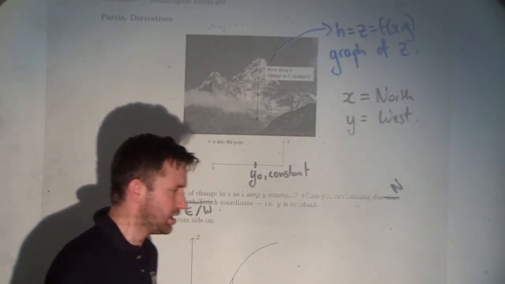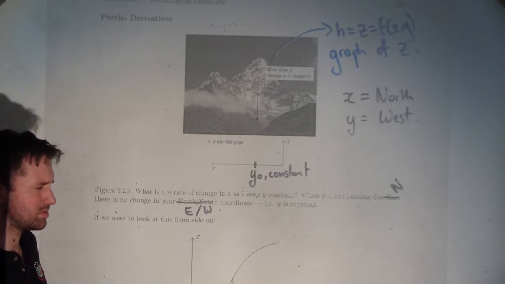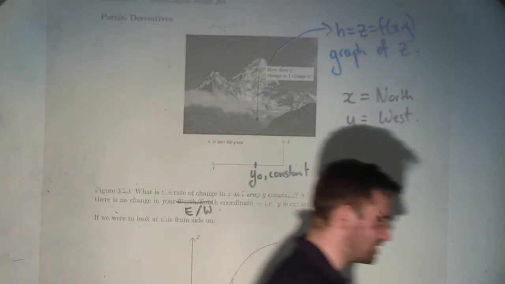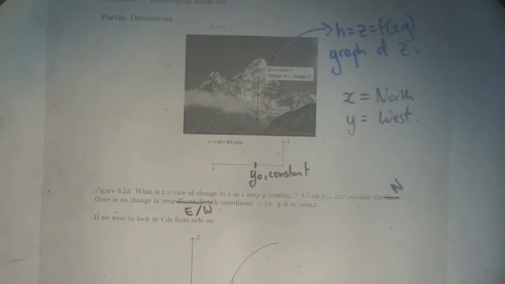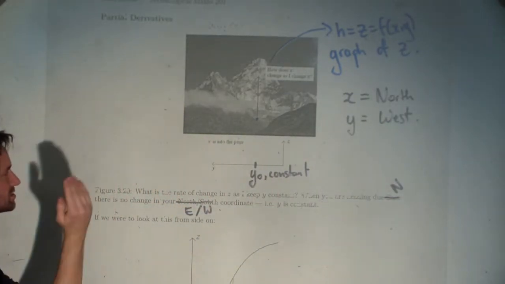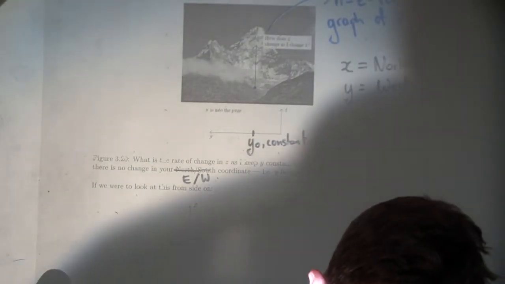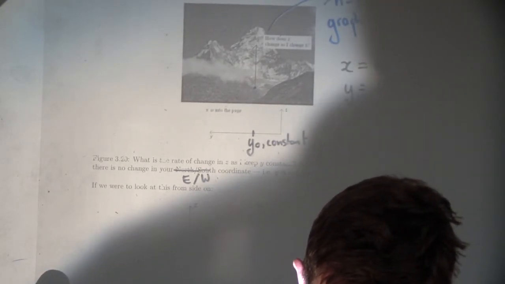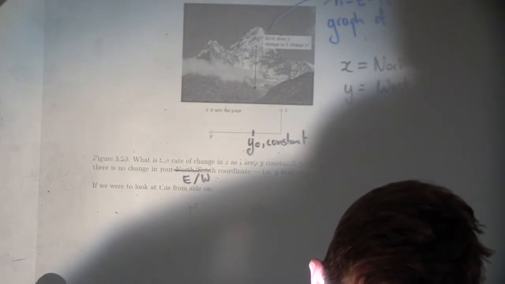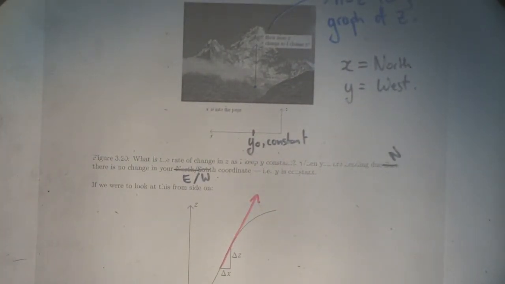If I walk due east, I don't move north-south. And if I walk south, I don't move east-west. And if you walk straight up the mountain, going directly north, or in this picture directly in x, this is what you have. So it makes sense to talk about the slope of the tangent. So it makes sense to talk about the slope in a given direction.